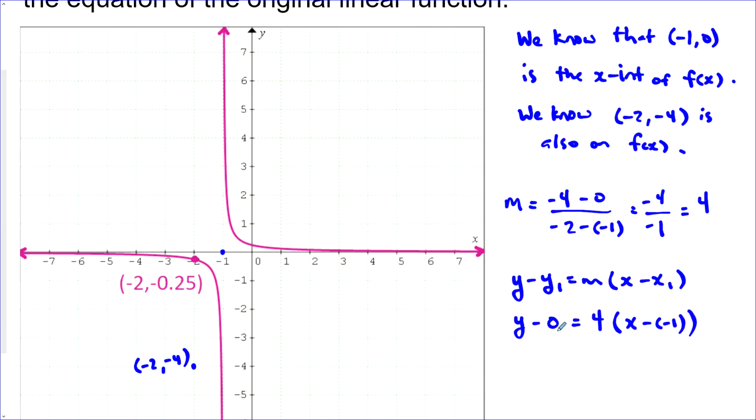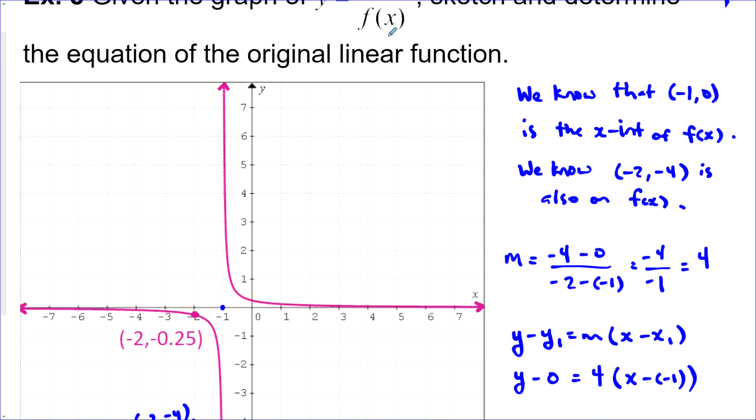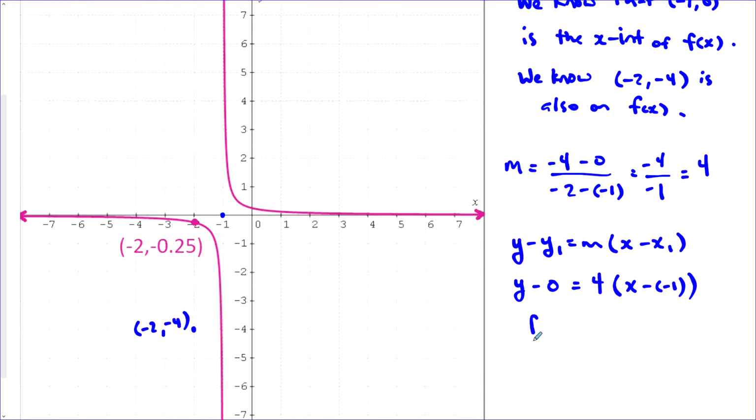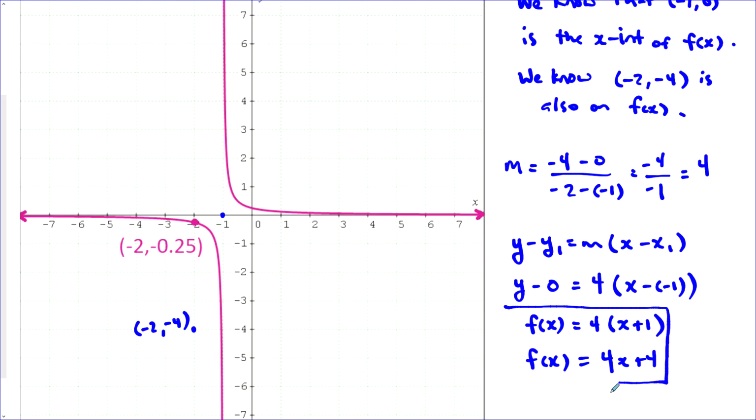Then we'll just tidy this up, and we'll also call it f of x, because in the original question here it said f of x. So I'll just change y to f of x. We don't need the -0, and we could write 4x plus 4. And then if we wanted it in slope y-intercept form instead, 4x plus 4. So either one of those would be great for our original f of x function.